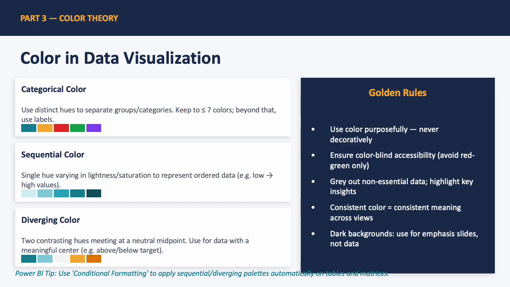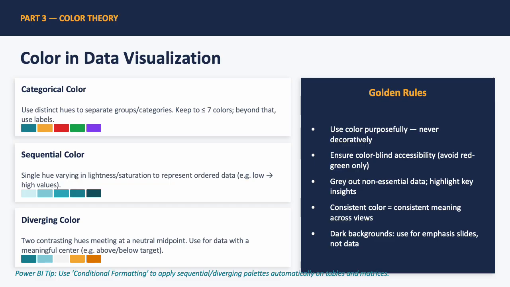The second is sequential order. Here, a single hue varies in lightness or saturation to represent an ordered range of values, typically from low to high. You will see this frequently on heat maps. The third is diverging color. This uses two contrasting hues meeting at a neutral midpoint. This is appropriate when your data has a meaningful center. For example, when visualizing values that are above and below a target or average.